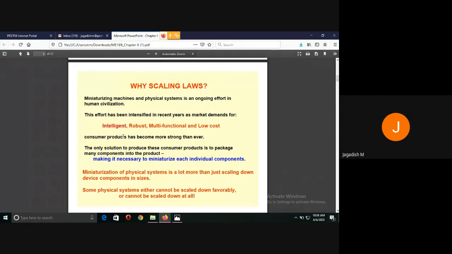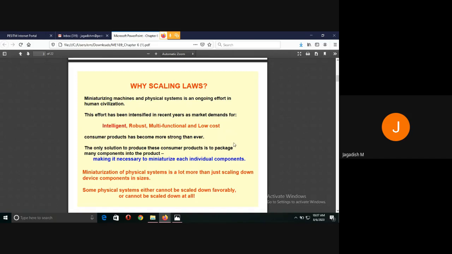So the present system, whatever we design, it should be intelligent, robust, multifunctional, and low cost. Correct? So these are the four important points of the system that exists today. The system should be intelligent enough, robust enough. That means it has to withstand all the hard parameters that are applied on it. It should perform different functions at the same time, simultaneous functions. At the same time, the cost of the system should be economical. Along with this, there is one more necessity in today's scenario, that is the system should be portable.